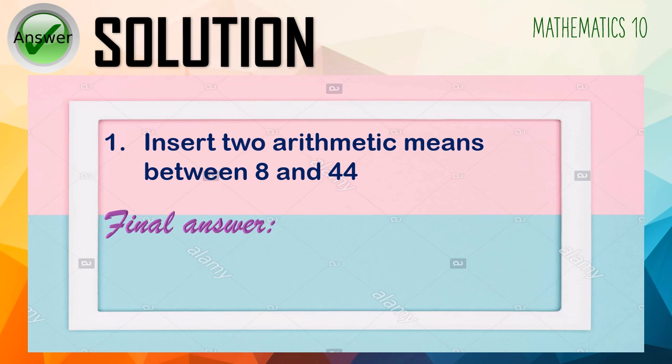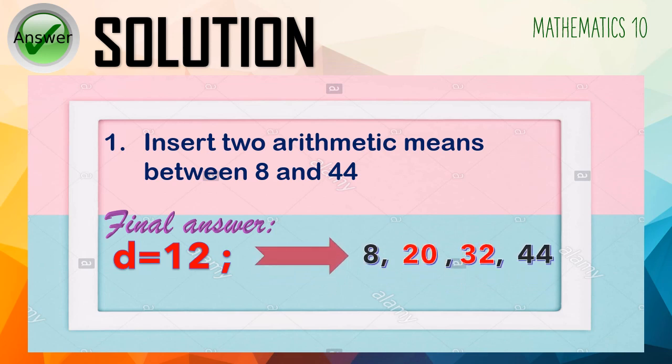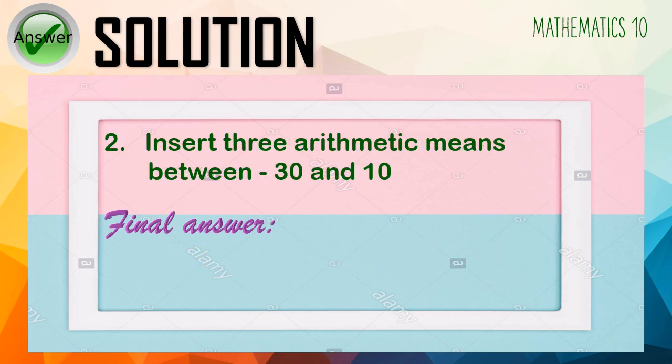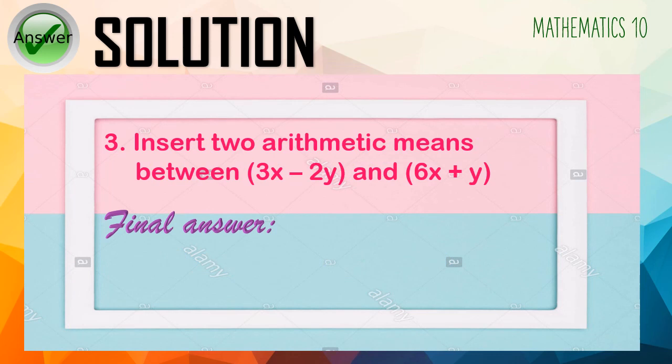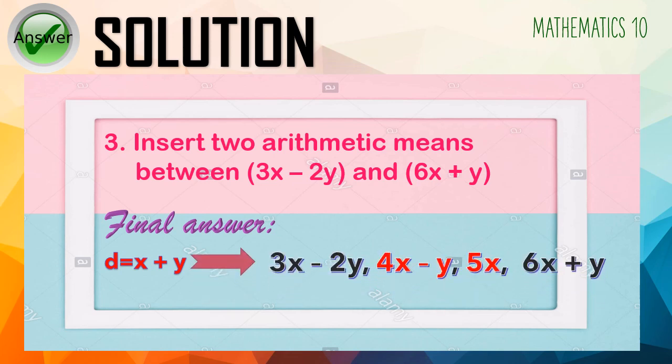So for our number 1, our final answer to that problem, we have for d is 12, and the two arithmetic means are 20 and 30. Next, for our second problem, our d is equal to 10, and our three arithmetic means are negative 20, negative 10, and then 0. For our third problem, our common difference is x plus y, and the two arithmetic means are 4x minus y and 5x.